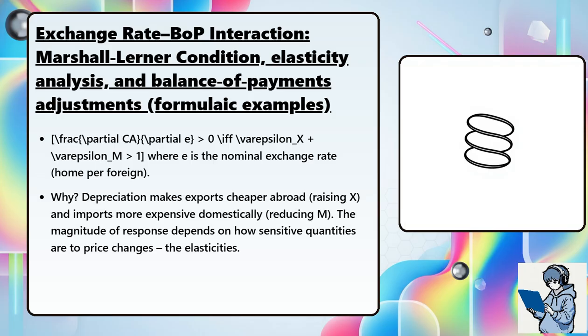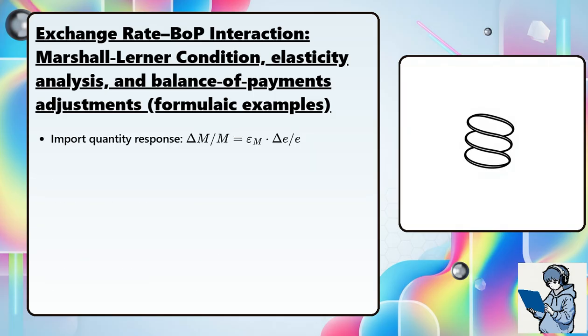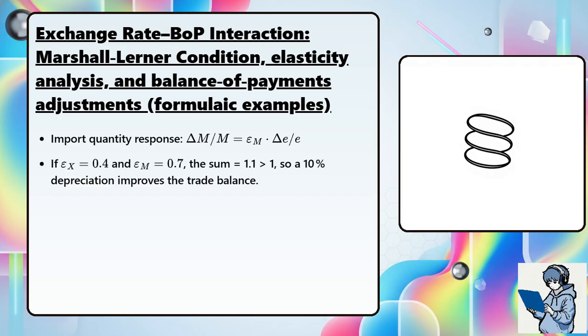Why? Depreciation makes exports cheaper abroad, raising X, and imports more expensive domestically, reducing M. The magnitude of response depends on how sensitive quantities are to price changes, the elasticities. Formulaic example. Export quantity response: ΔX over X equals negative ε_X times ΔE over E. Import quantity response: ΔM over M equals ε_M times ΔE over E. If ε_X equals 0.4 and ε_M equals 0.7, the sum equals 1.1, greater than 1, so a 10% depreciation improves the trade balance.